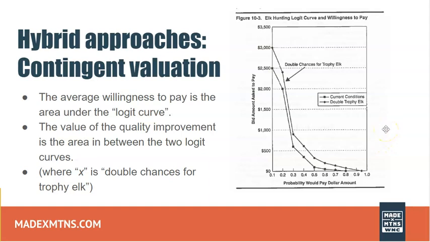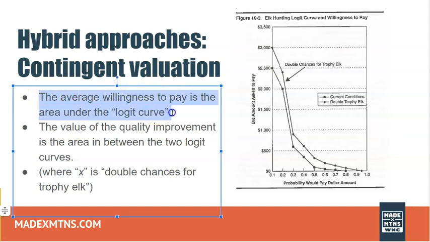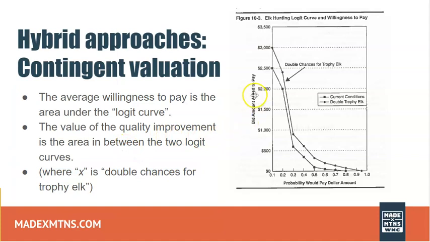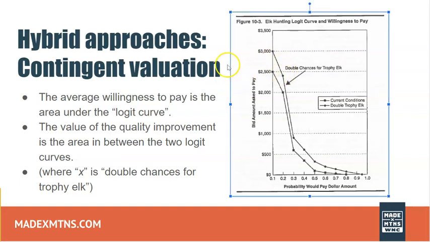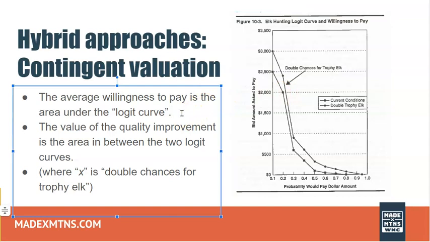Okay, so since the average willingness to pay is the area under the logit curve under current conditions, this curve to the left, if you asked for X, this change in quality is a doubling of the chances for bagging a trophy elk. And in that case, the value of the recreation trip might increase, and you'd estimate this second demand line to the right, the one with circles instead of squares. And then the value of that quality improvement is the area between these two logit curves.